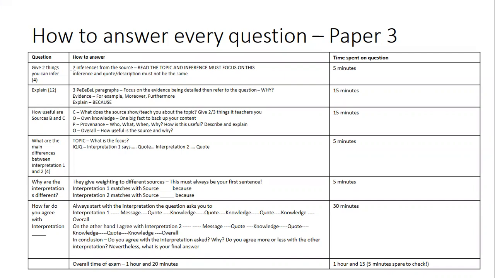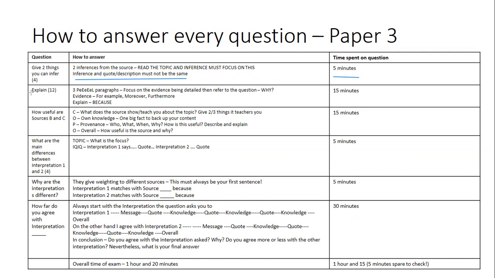So you give an inference and then you give a quote or description. Now, you must understand that inference is sort of reading between the lines. It's not describing. You also have to make sure that your inference and your quote are not the same. People tend to make the mistake of giving an inference and then basically writing the same thing in the detail. You should not do that. That will be 5 minutes. Look at the source and read it twice before you do the response. It's a quick question.